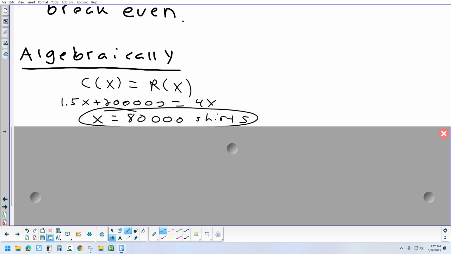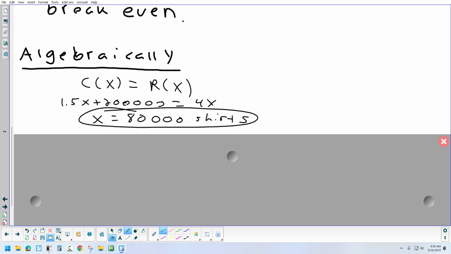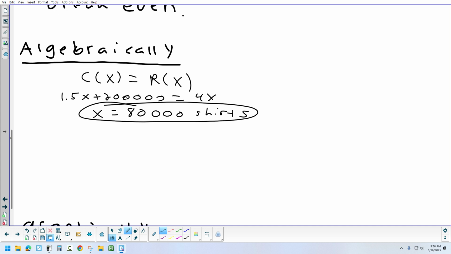So if they sell 80,000 shirts, what's going to happen to this company? Yep. They break even. They don't make money. They don't lose money. Yep. So that's how you can do it algebraically.